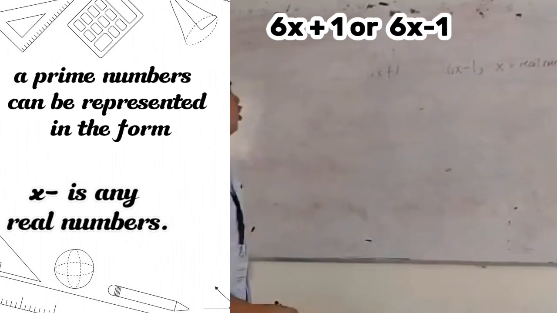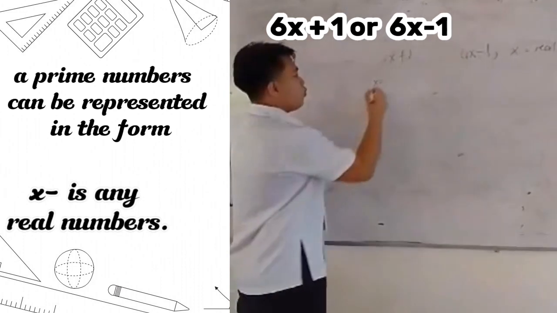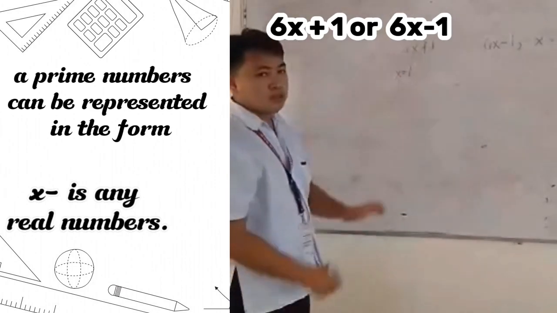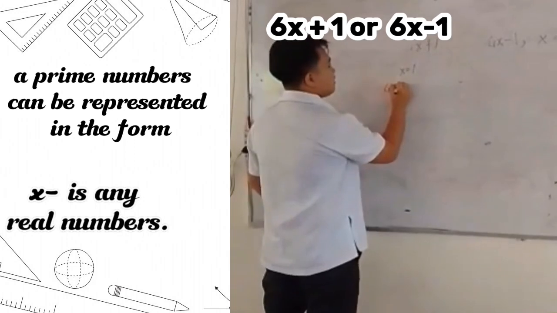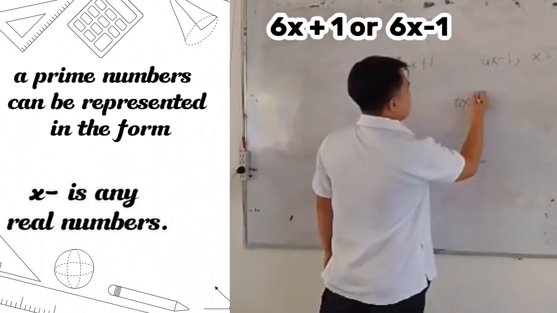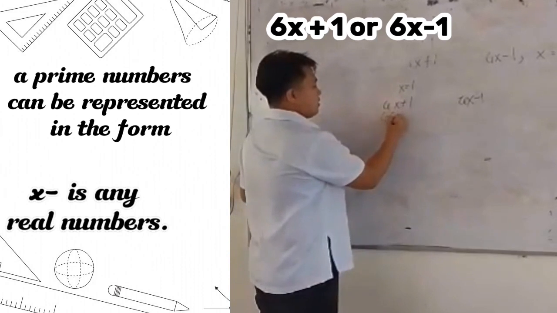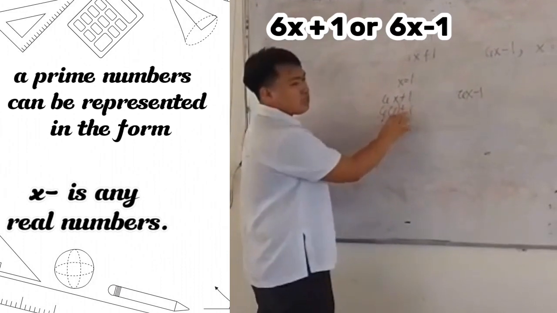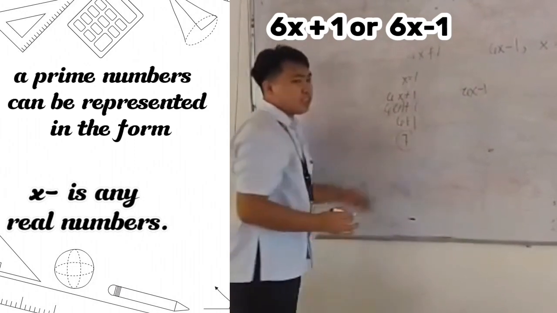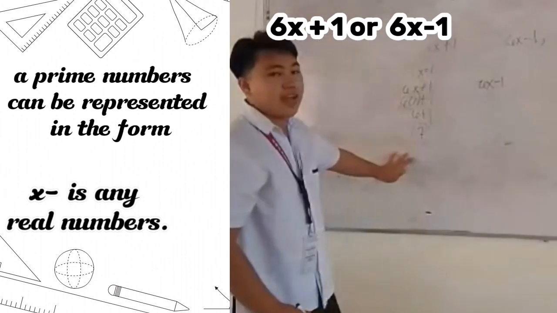For instance, if we are going to find, for example, 6x, the value of x here is 1. So we are going to replace all x with 1 in the first formula, 6x plus 1. So 6 times 1 plus 1. 6 times 1 is 6, plus 1 is 7. As we all know, 7 is one of the prime numbers because it can be divisible or factored by 1 and its own number.